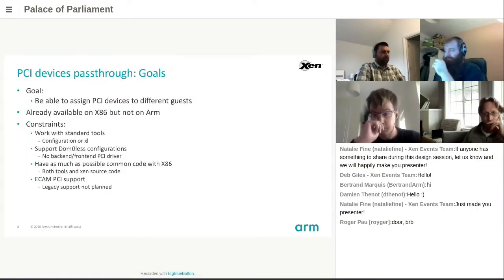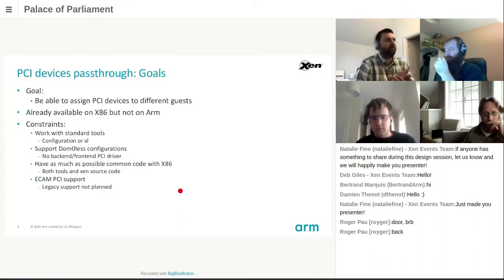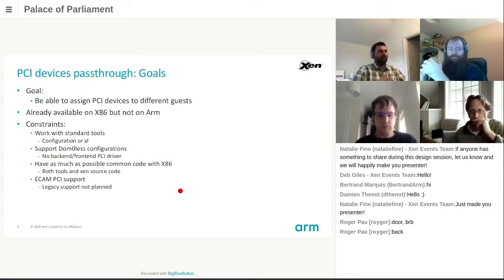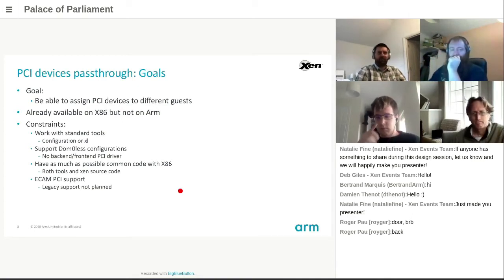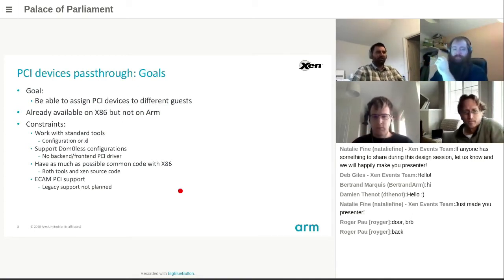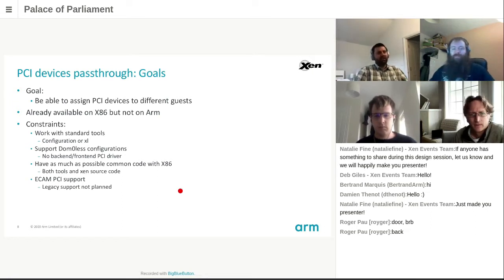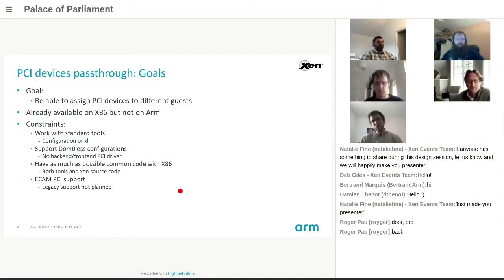So the point was to discuss PCI device pass-through and several questions. Is there anything you want to discuss on the goals, or is there anything that is not clear for anybody? When you say it's available on x86, it's not available for PVH, right? Okay. Yeah, the concept is available with the VPCI.